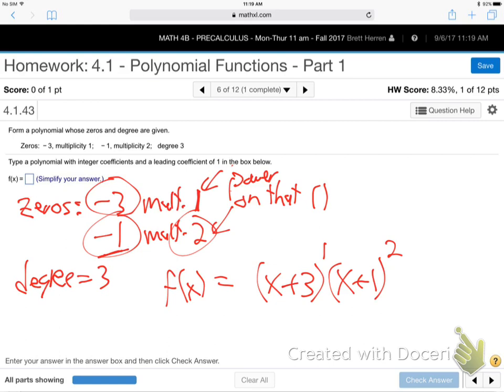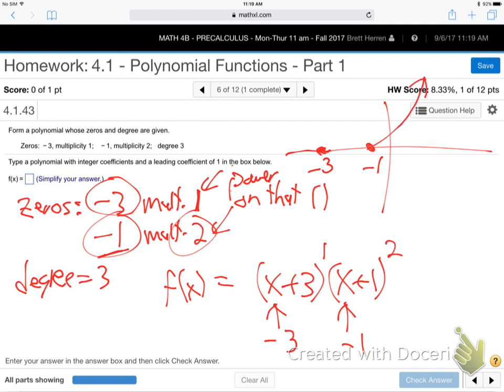Anybody know what that's going to do? So that means if you plugged in -1, that piece would be 0, and since they're times, the whole thing would be 0. Or if you plugged in -3, that piece would be 0, thus the whole thing's 0 because they're times. So either one of those would be a 0 on the graph, right? Back at -1, back at -3. Those would be zeros on the graph, and it would shoot up like that.